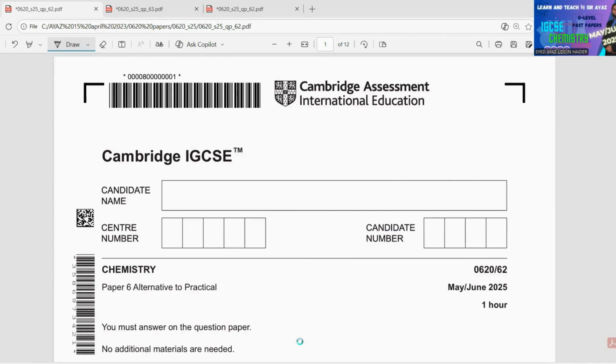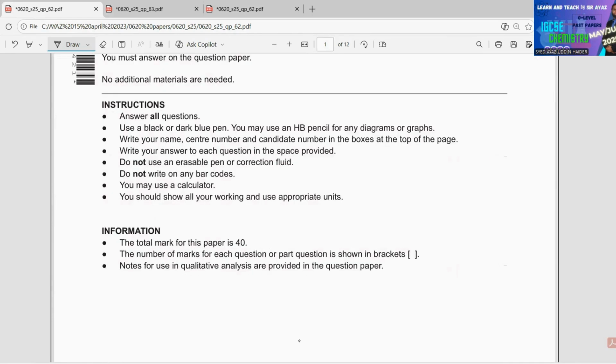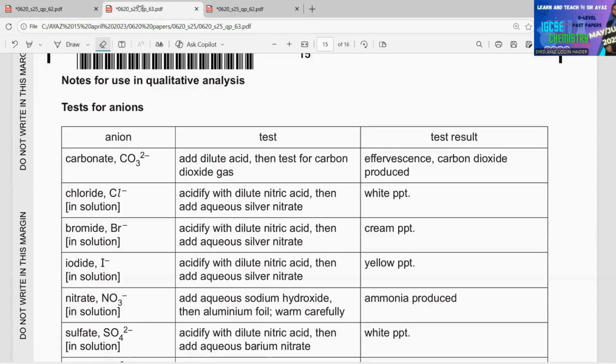So I'll continue my video session for IGCSE, that is 0620, and I was doing May-June 2025. This time I've selected the variant 62. It's ATP, alternative to practical. The total time is 1 hour. I'm not going to waste time in the instructions and information, as you all are aware of the instructions. You know that the qualitative analysis list will be provided to you like this.